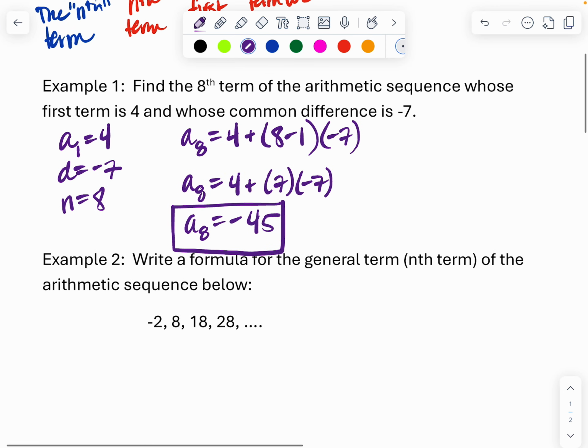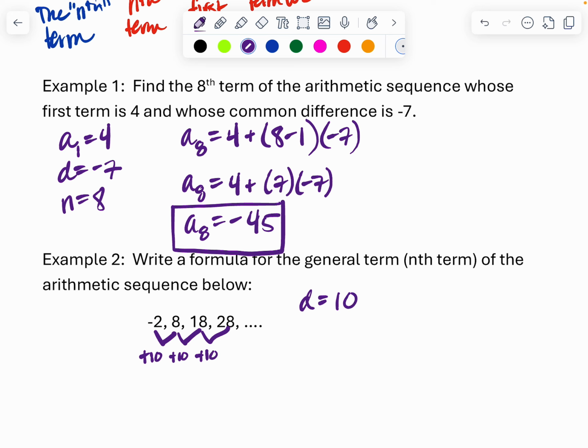You may be asked to write a formula for the general nth term of the arithmetic sequence below. So the big thing on this is that you have to figure out what the common difference is, right? So we need to figure out how much we are adding each time to get from one to the next. So to get from -2 to 8, to get from 8 to 18, to get from 18 to 28, it looks like we're adding 10 every time. So our common difference, D, is 10, okay?